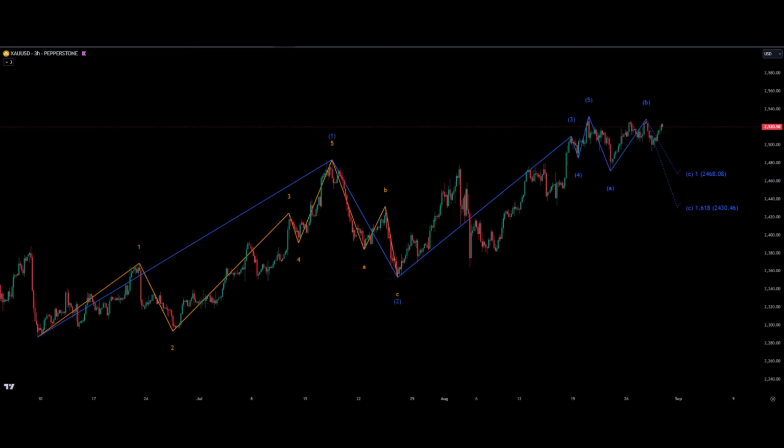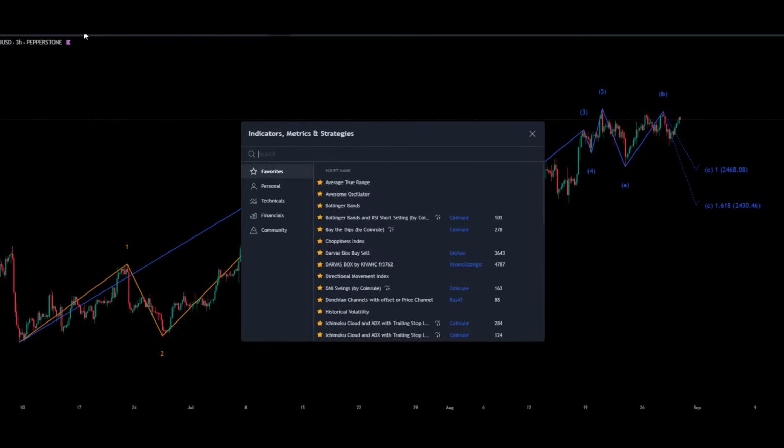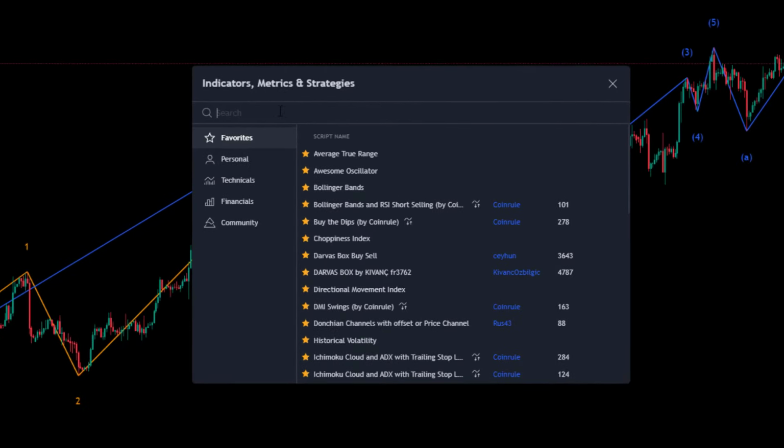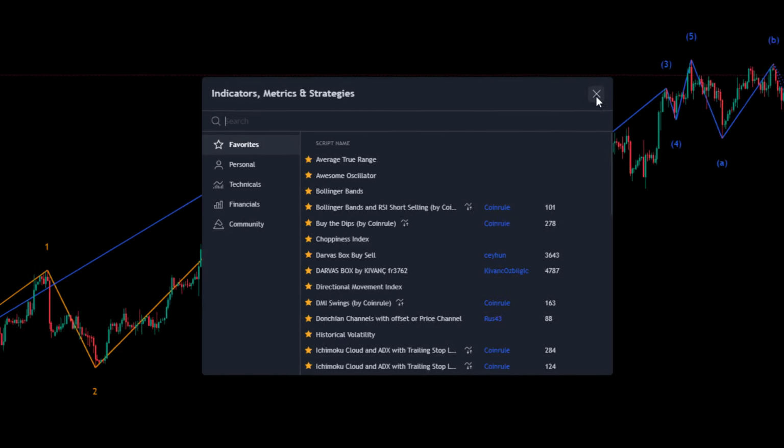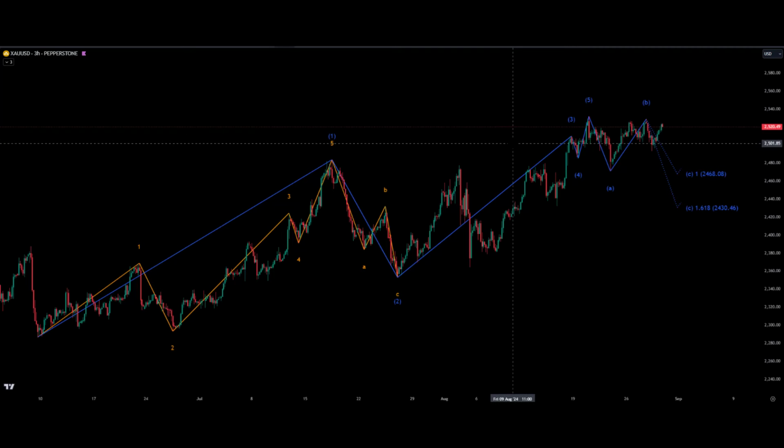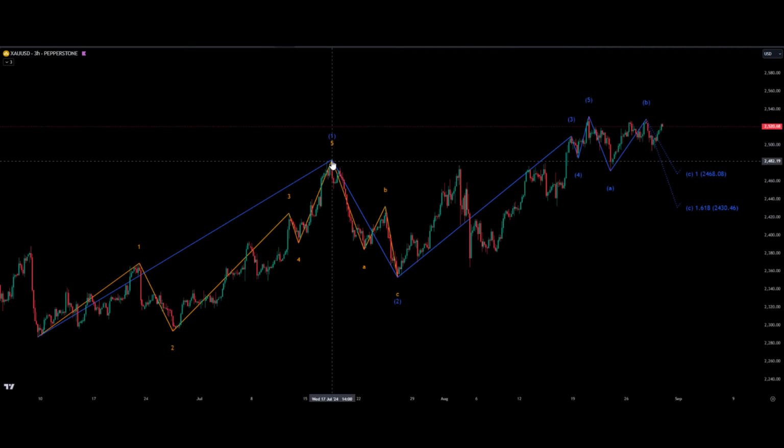Now, on the chart in front of you, I've just got gold on a 3-hour chart, basic candlesticks, and you can see I've applied the Elliott Wave indicator. I'm in TradingView here. You just go up to indicators if you want it. You type in Elliott Wave. You'll see the main one there as a default in TradingView. Apply that to your charts and you'll come across something like this.